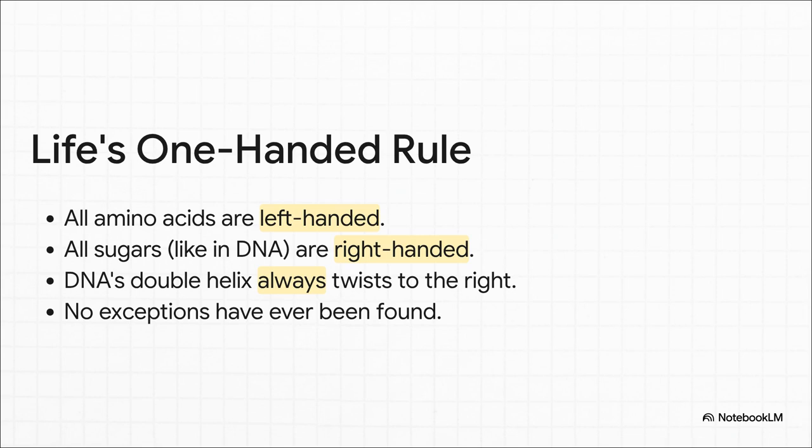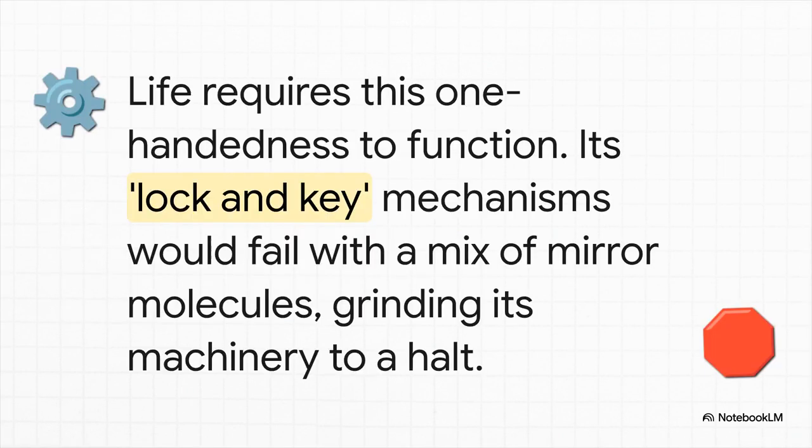And the consistency here is absolutely staggering. This isn't just a slight preference, it is an ironclad, unbreakable rule for all known life. Every single protein, every strand of DNA in every living thing, from a bacterium to you and me, follows this exact same one-handed blueprint. No exceptions have ever been found. It's wild. And there's a really good reason for this rule, which is called homochirality. You see, biology works with incredibly specific shapes, kind of like a lock and a key. If life tried to use a mix of mirror image molecules, the keys just wouldn't fit the locks. The whole system, the fundamental machinery of life, would just grind to a halt.